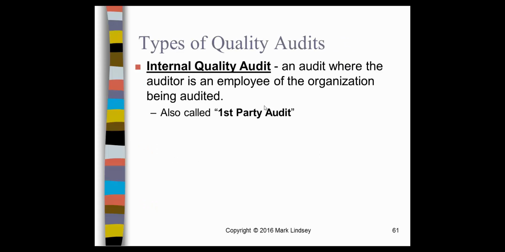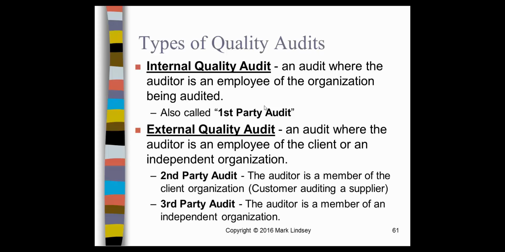So look at types of quality audits now. So you have internal quality audit. And internal is where the auditor is an employee of the organization. So they're on the payroll. It's also called first party audit. And that is a legal term. So all your internal quality audits are first party audits.